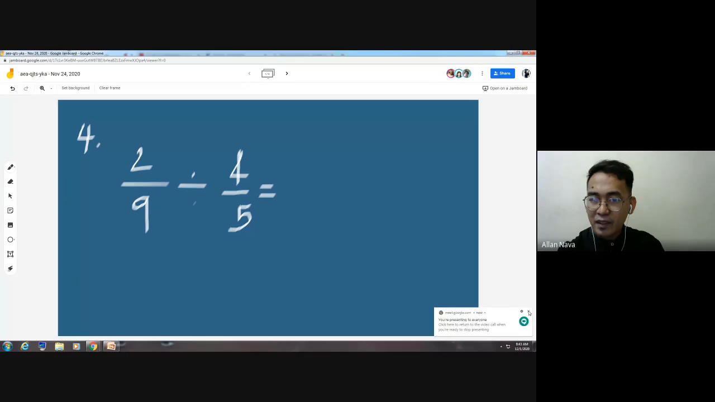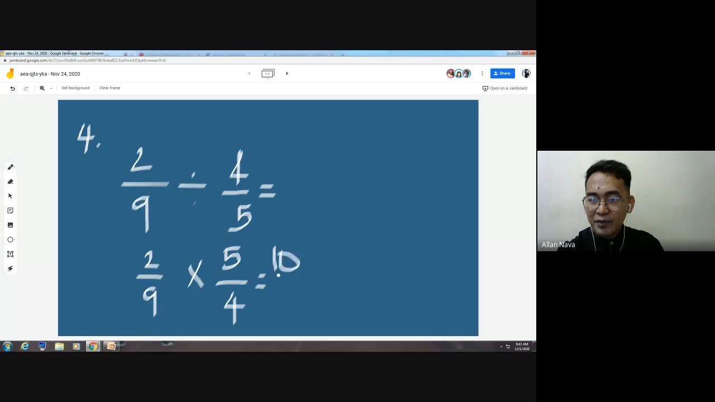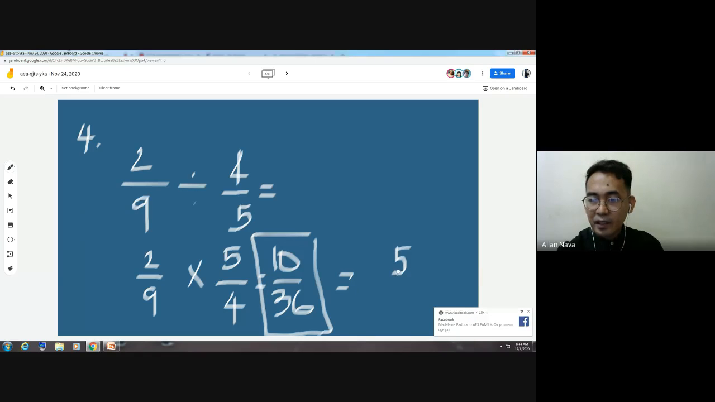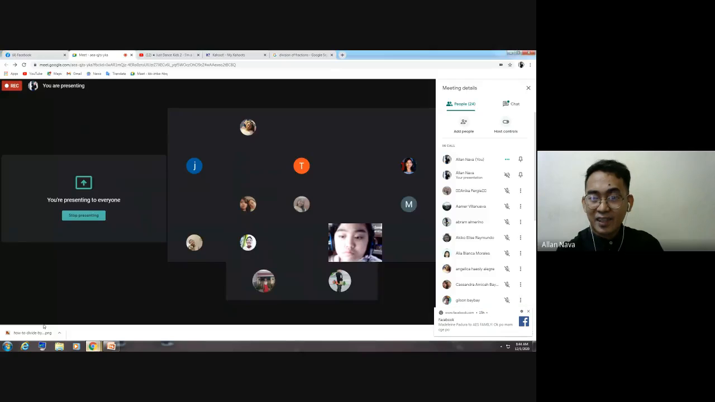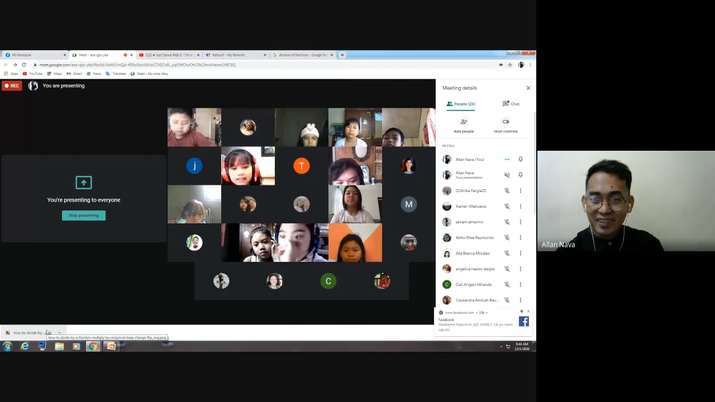Sagutan natin. Copy. Tapos naging times. Tapos i-flip. So, ang sagot ninyo is 10 over 36. Tama naman nga yun. Kaya lang, ang tanong, is it the final answer? Definitely not. So, lowest term is 5 over 18. GCF is 2. So, divide mo siya by 2. That is why the answer is 5 over 18. You get it? Yes? Easy, right?